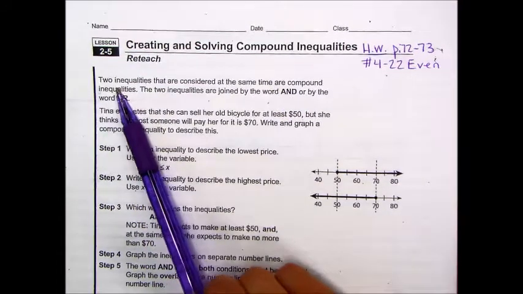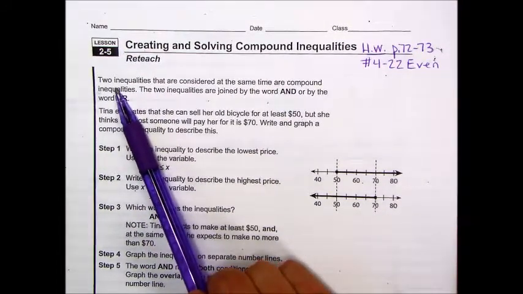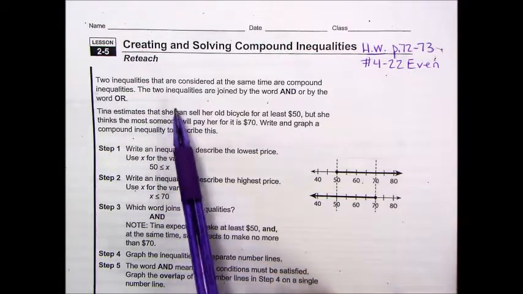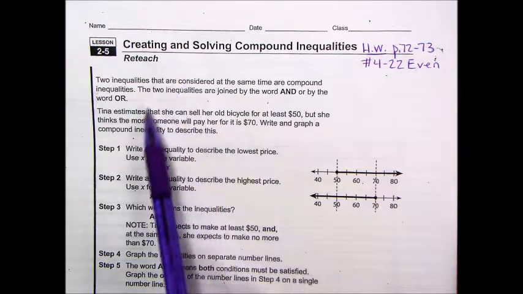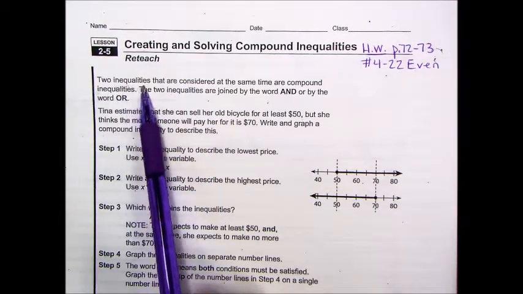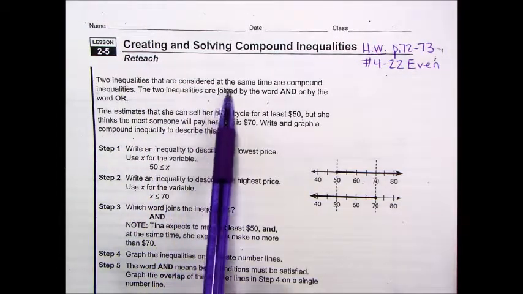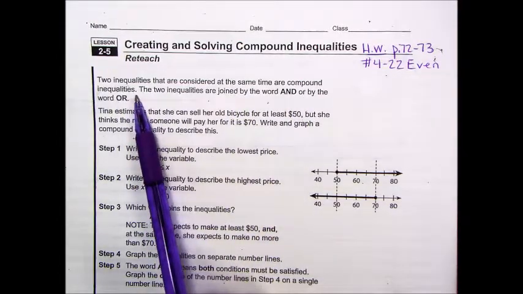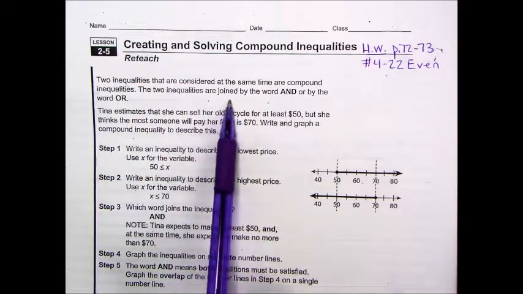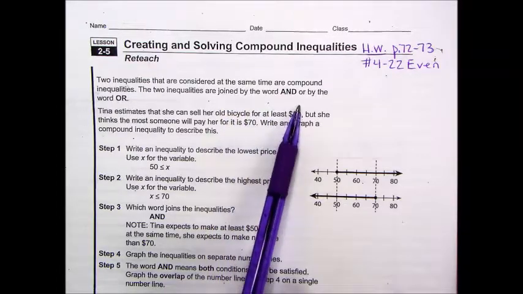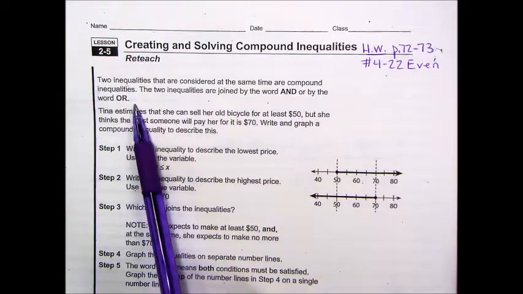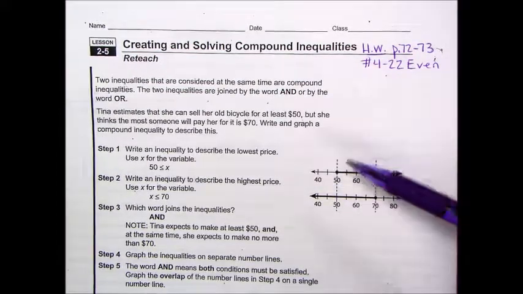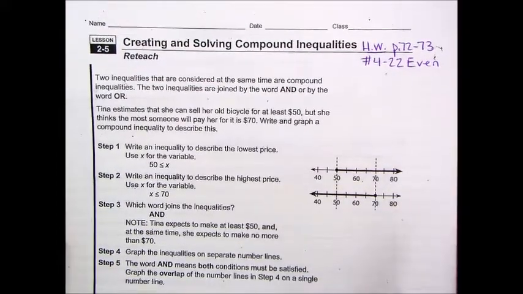Basically, it's like compound sentences, how compound sentences put two sentences together and connect them with a conjunction like and or. It's kind of what we're dealing with here. When we have two inequalities that are considered at the same time, then we have a compound inequality. And the two inequalities are joined by the word and or by the word or. So we're going to look at an example of what an and situation would look like with inequalities and what an or situation would look like.